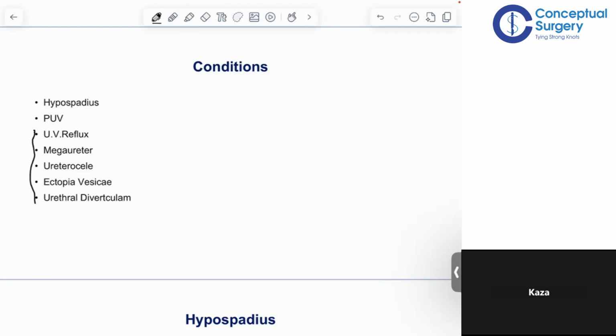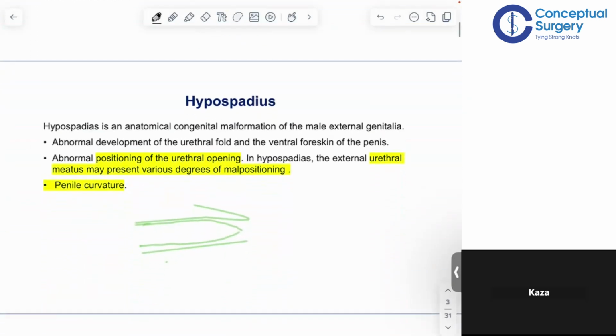And I will complete these. These are relatively shorter sections for us who are general surgeons. And I will complete this in another talk. So let us start with hypospadias first, because this is very common.